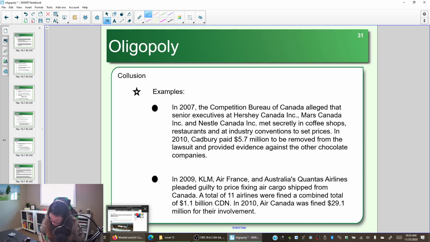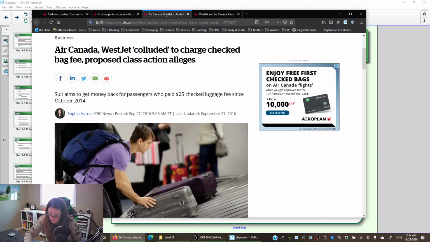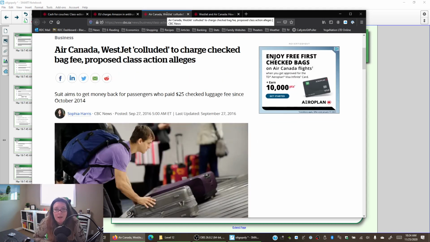There is another one against Air Canada. Let's see. So Air Canada and WestJet were charged in 2016 with price fixing collusion on baggage fees. So a suit was brought against them for anti-competitive behavior. The idea here is that they all got together and agreed on adding baggage fees at the same time for similar prices.